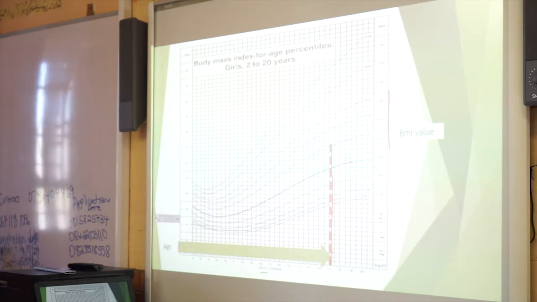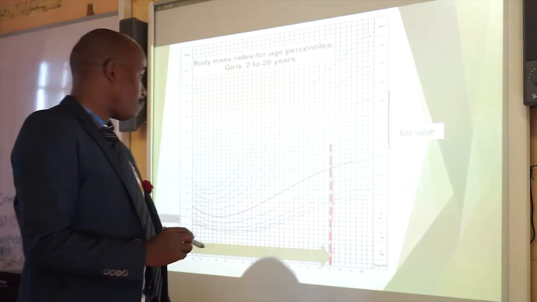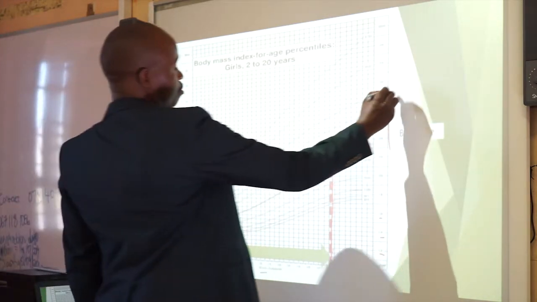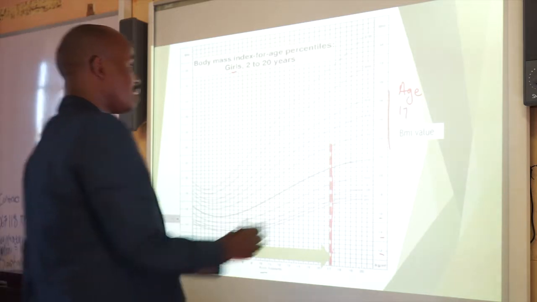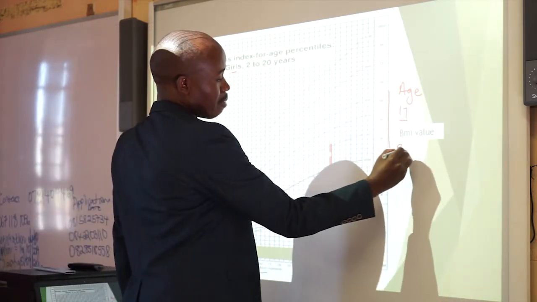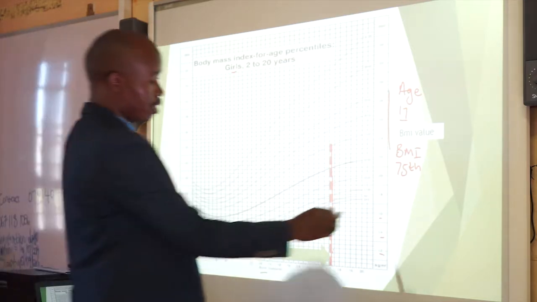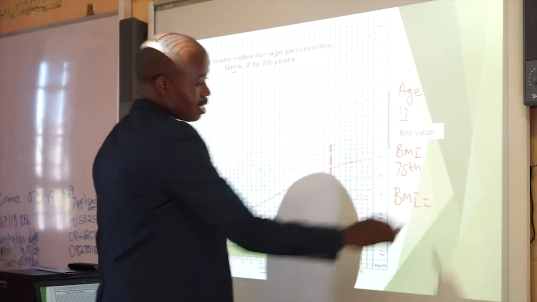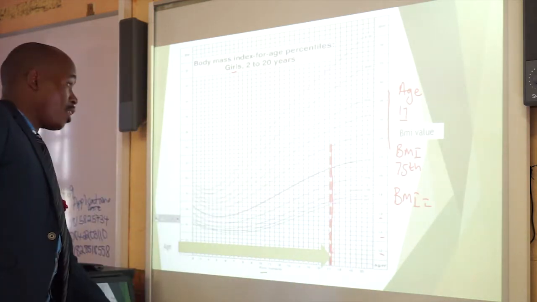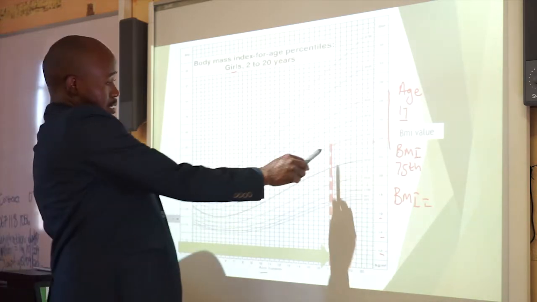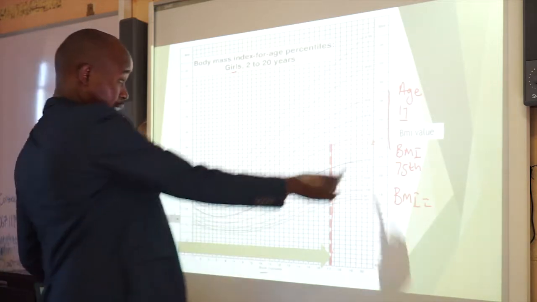If we are looking at someone who is 17 years old, and that person has a BMI on the 75th percentile, the question is asking what is the BMI value? Given that the person is 17, obviously it's a girl because we are using a chart for girls, and the person's BMI is on the 75th percentile. What is the BMI value for this person? So after drawing a line on 17 for age, then a second line must be drawn. This line must stop at the 75th percentile, and the second line must be drawn going up to the BMI value.